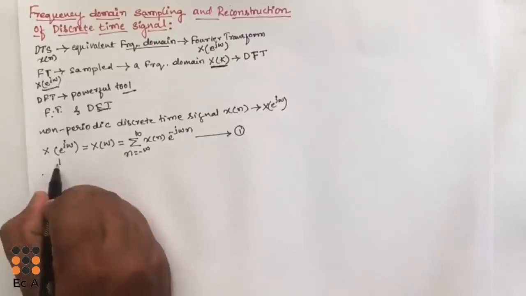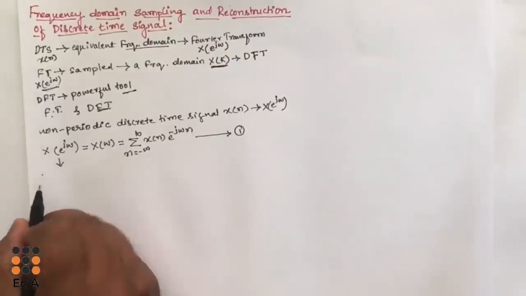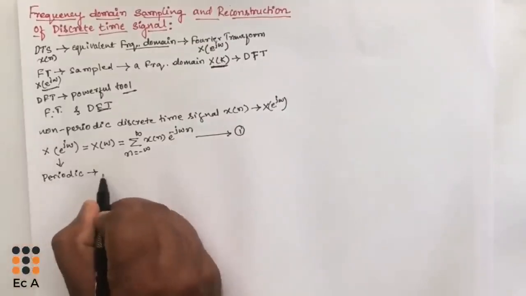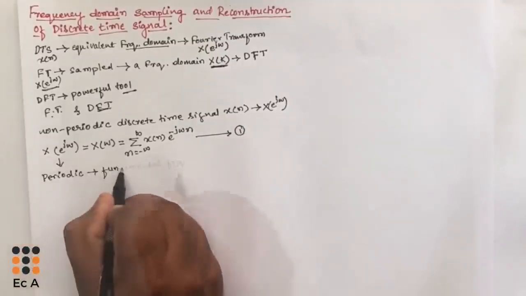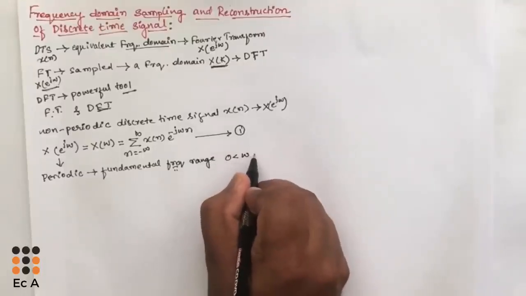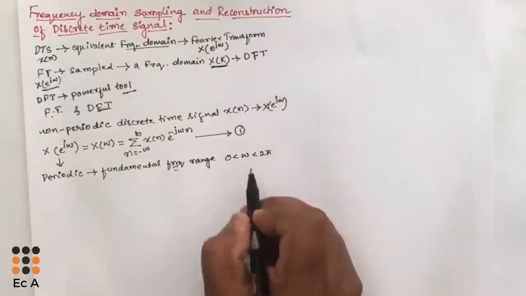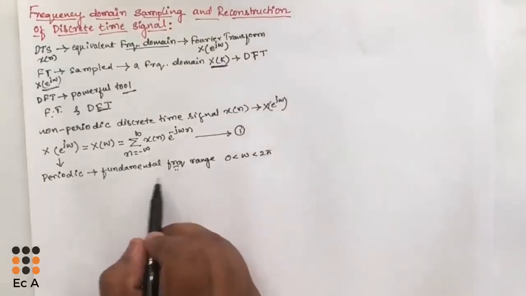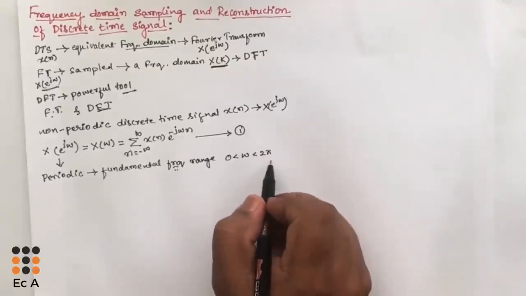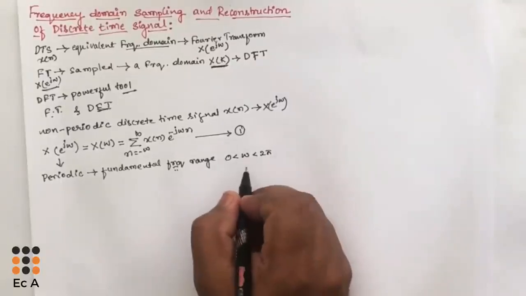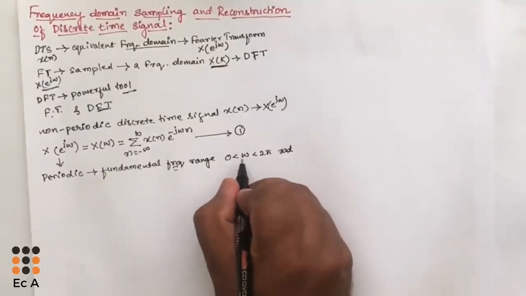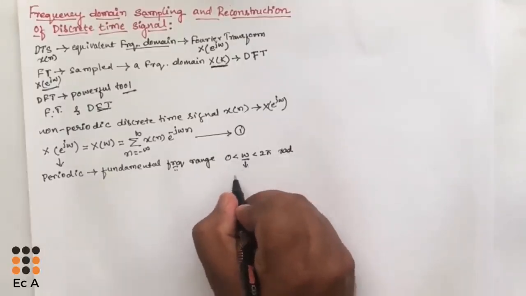Here X of e to the power of j omega is periodic with fundamental frequency ranging from 0 to 2 pi. Here omega is the fundamental frequency. It is ranging from 0 to 2 pi and the unit for omega is radians. Here omega is a continuous function.